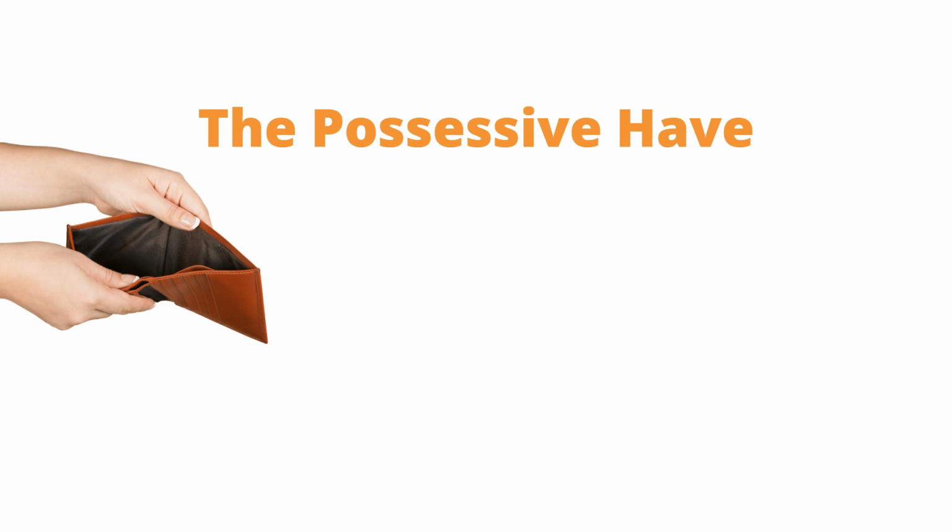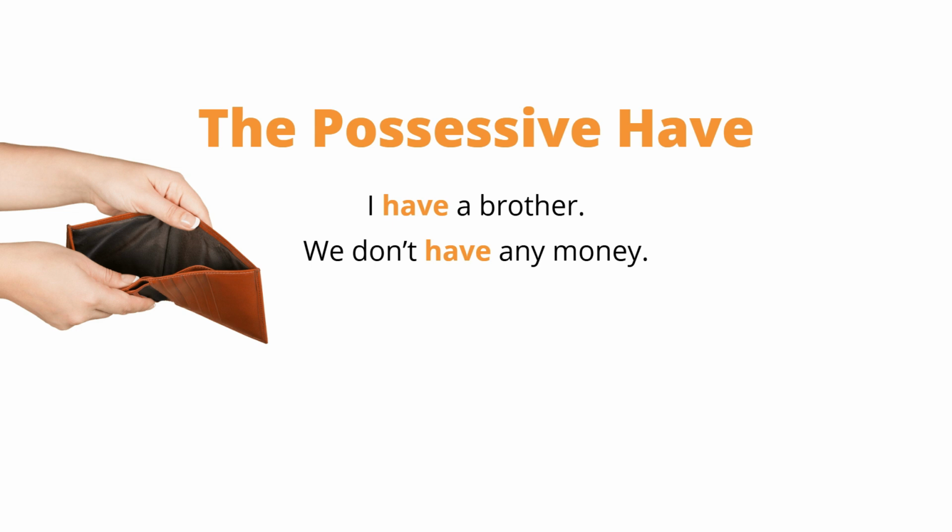Let's look at the possessive have first. I have a brother. We don't have any money. Do you have the time? Here we have a positive sentence, a negative sentence, and a question.